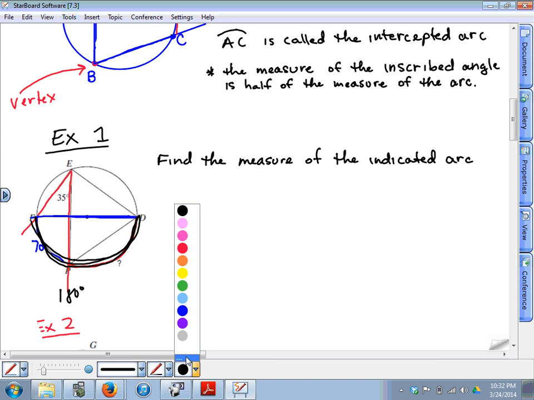Why is that significant? Some of you might have gotten it by now. We already know that from here to here is 70 degrees. If we know that the entire measure of this half circle is 180, and then what we're trying to find is the measure of this arc right here. I know this is getting pretty messy, but we're trying to find the measure of this arc from D to P. Well, if you take 180 minus 70, that leaves an arc measure of 110 degrees.